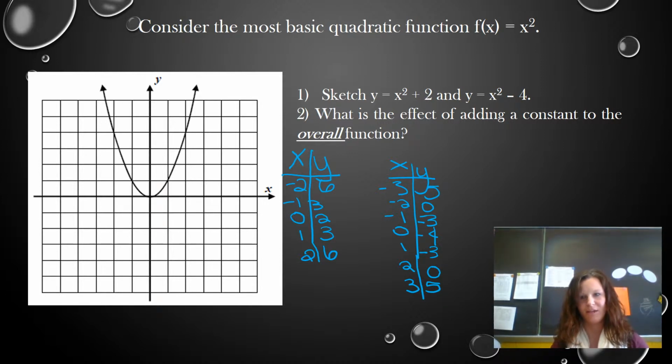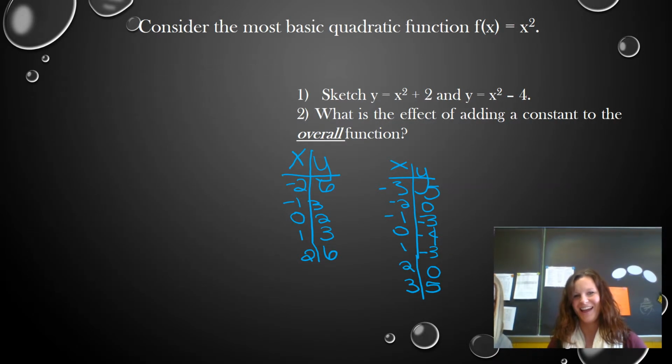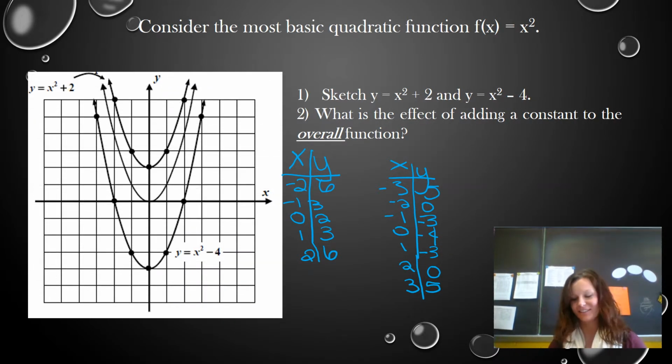Okay, looks amazing. So now what we're going to do is, here we go. This one is your answer for y equals x squared plus 2, and your other graph should look like this.